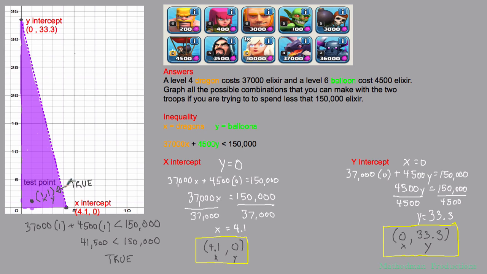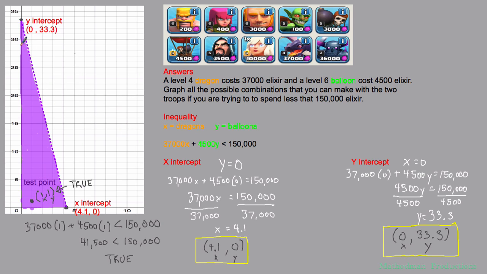And then my next thing I'm going to do is to pick out a test point. Pick an easy test point, 1, 1. I plug that in, and that was a true statement, meaning that I shade on the bottom part of my graph. If it was false, I would shade on the other side.